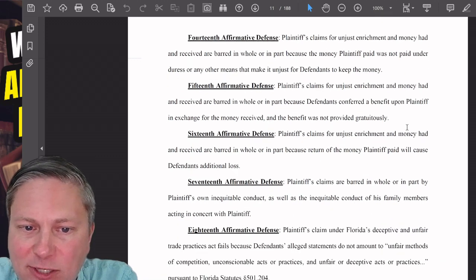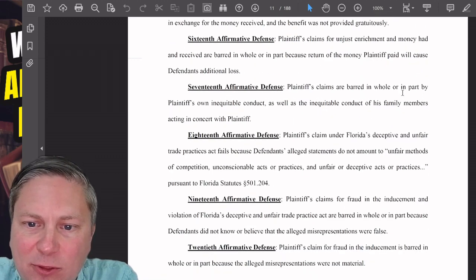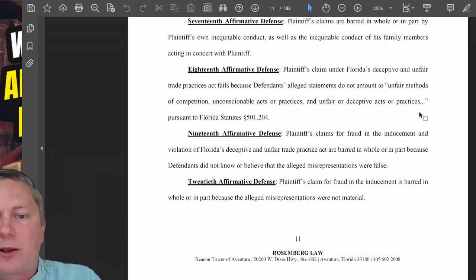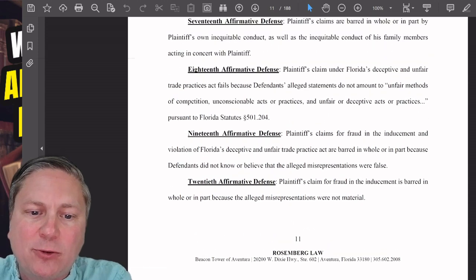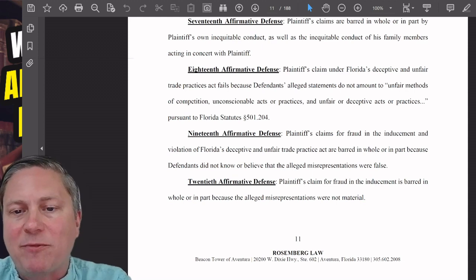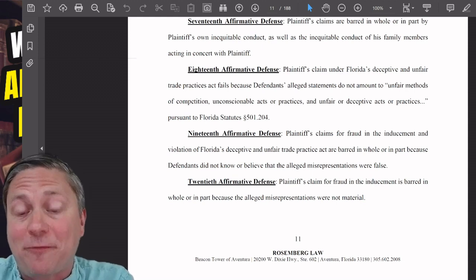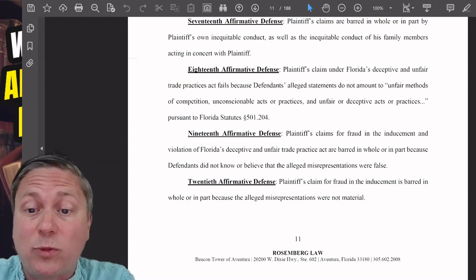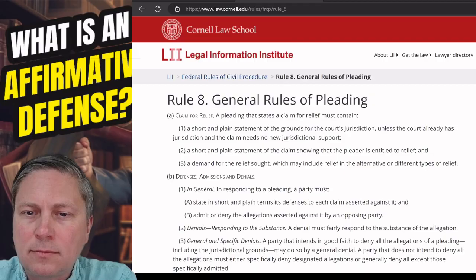And you can see, it looks like a lot of that is these same kind of things. They go up to more than 20 affirmative defenses, which is not uncommon to see that amount of shotgunning. So those are affirmative defenses in general. I'm going to show you one real quick, the Federal Rules of Civil Procedure, which you need to know if you're ever going to be a lawyer, and what they have to say about this.